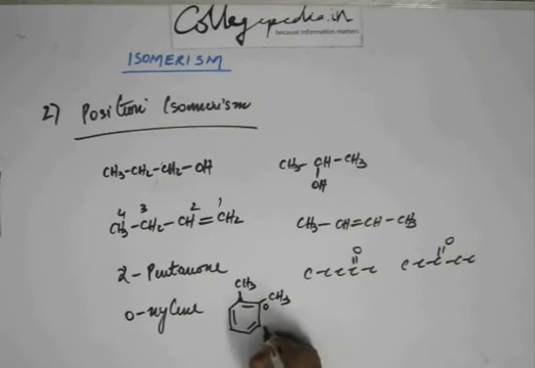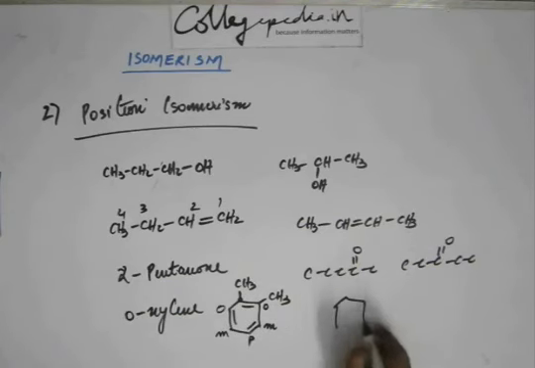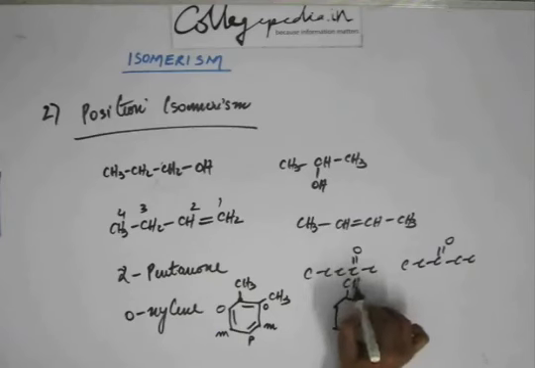The next is called meta, and the next is called para. Now this position is similar to this position, so this is also meta. And this position is similar to this, so this is also ortho. Now the methyl groups are at ortho position with respect to each other, so this is orthoxylene. Had it been at meta position with respect to each other, then that would have been called metaxylene.